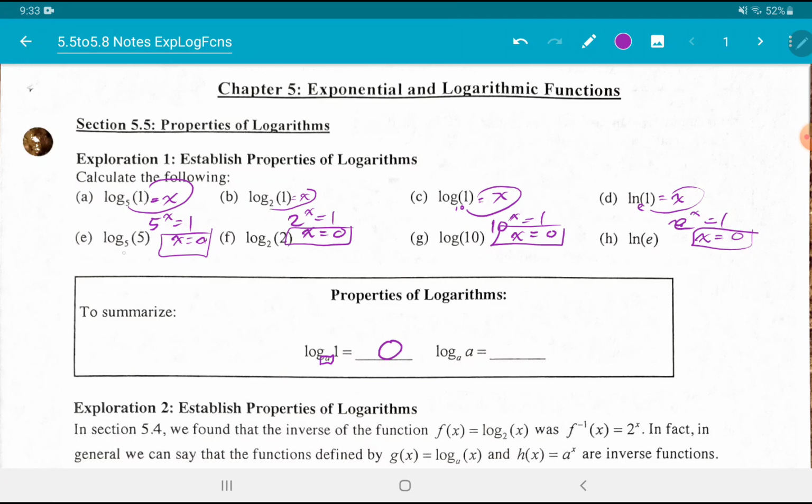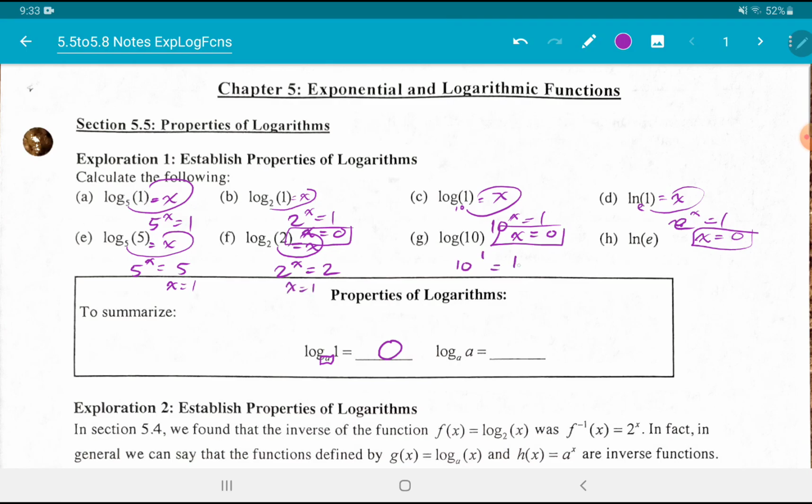Similarly, looking at e through h, you can see here that if we rewrite this as exponentials, we have 5 to the x equals 5. Well, it's the same number, meaning that the exponent must be a value of 1, right? So 2 to the x is equal to 2. Again, same number is there, meaning the exponent must be 1. So this property always holds true, right?